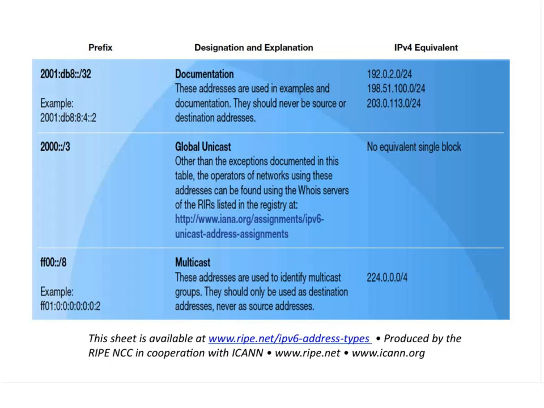Then we have the multicast address. These addresses are used to identify multicast groups. They should only be used as a destination address, not as a source address. The equivalent of that is 224.0.0.0/4 in IPv4. And there's an example on the left of the representation of a multicast IPv6 address.